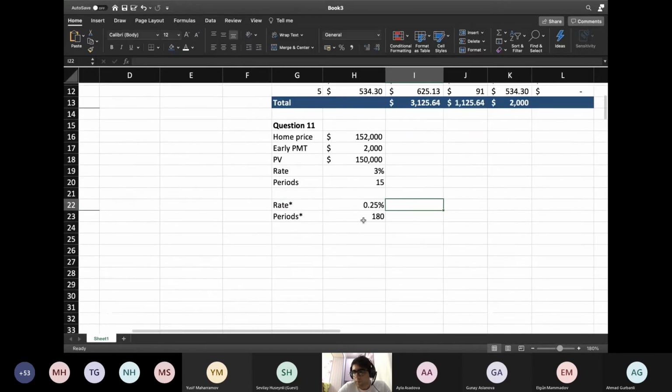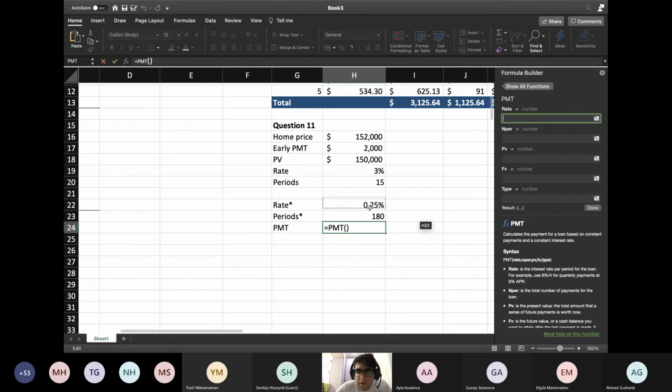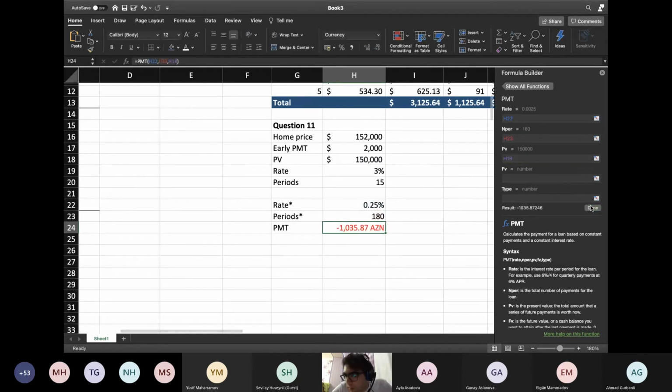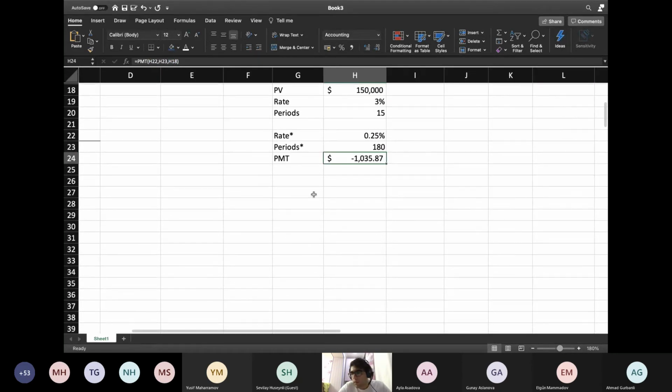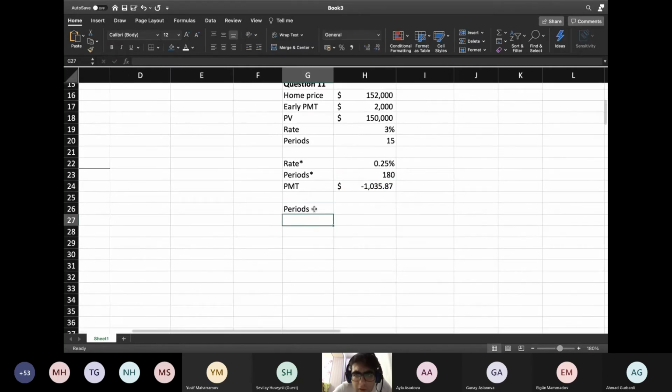180. So we found, let's find PMT. Rate, this one, number of periods, this one. Present value, this one, and okay. Here we go. We have periods. We have a lot of periods here because 180.